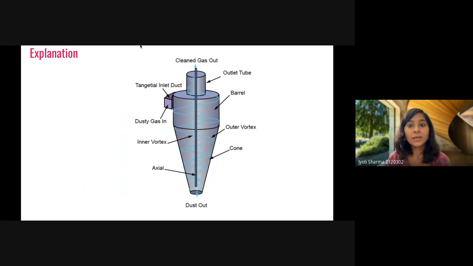Then the next is the cyclone. In the cyclone, the gas that has the particulate matter will come in, and because it will collide with the outer boundary, all the particulate matter will be deposited down, and the clean gas will get out. So this is the cyclone.